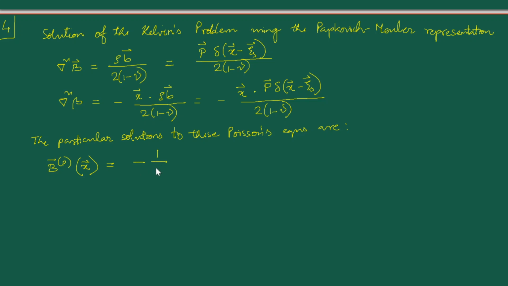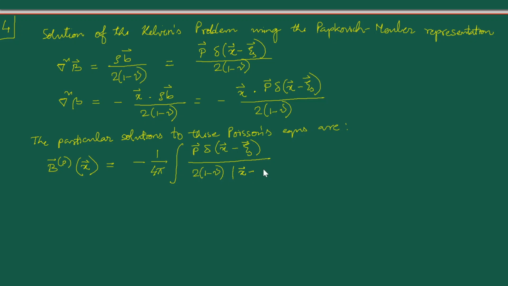Let's write that: minus 1 by 4 pi, and then within the integration we'll have this entire thing, p vector delta. So I've simply written the right hand side of this equation. This is like the small f vector which was present in the general form of the Poisson's equation, and then I need to write this.